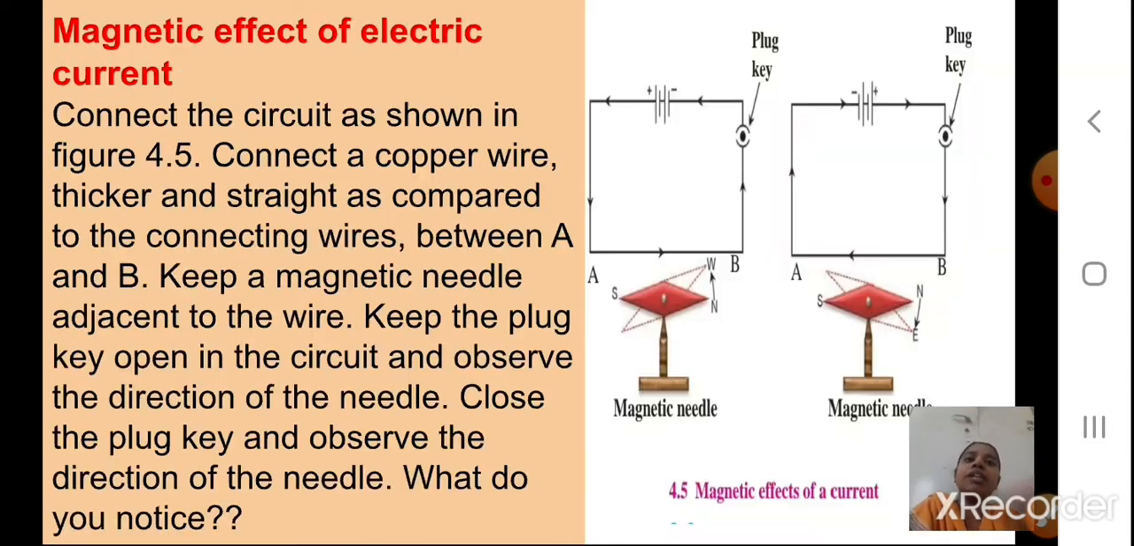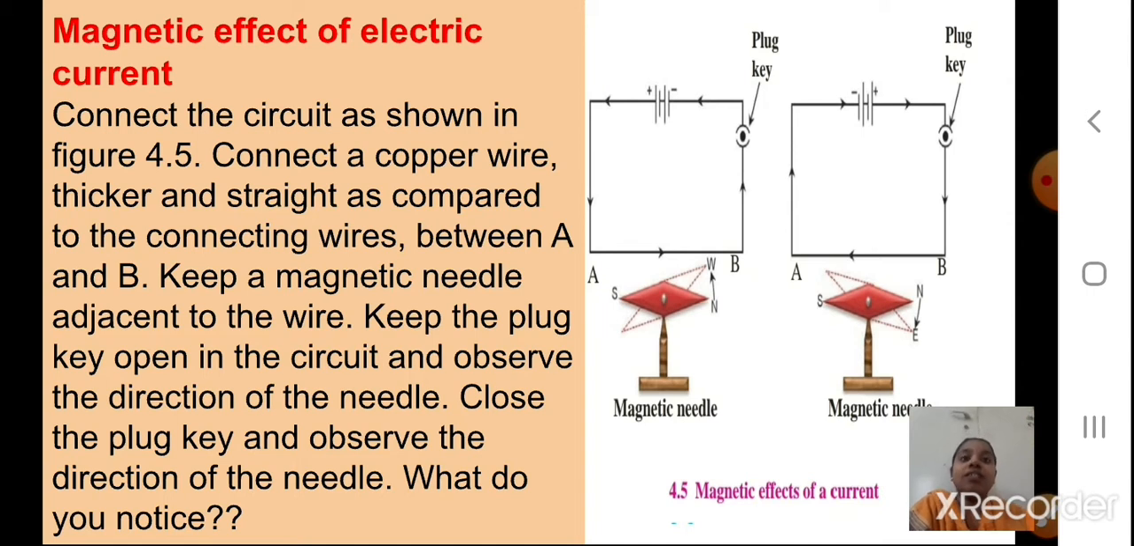What is our next part students? Our next part is the magnetic effect of electric current. Now students, what is this magnetic effect of electric current? See here, you can see a diagram which is there in your text also. It is 4.5, diagram magnetic effects of a current. Now we are going to do a small experiment. What is that experiment students?